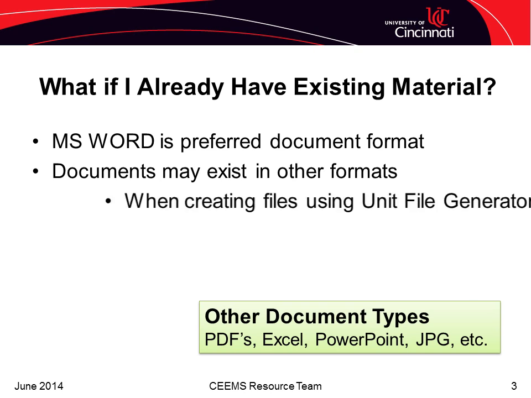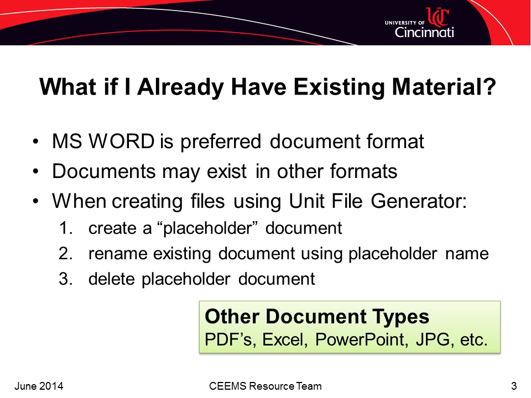The process is quite simple. When you create your initial list of files in the unit file generator, include a placeholder document. By creating the placeholder document, you are creating the file name that you will use for your existing file. You will use this placeholder document file name to rename your file, and you will then delete the placeholder document. Let's walk through a more specific example on the next slide.